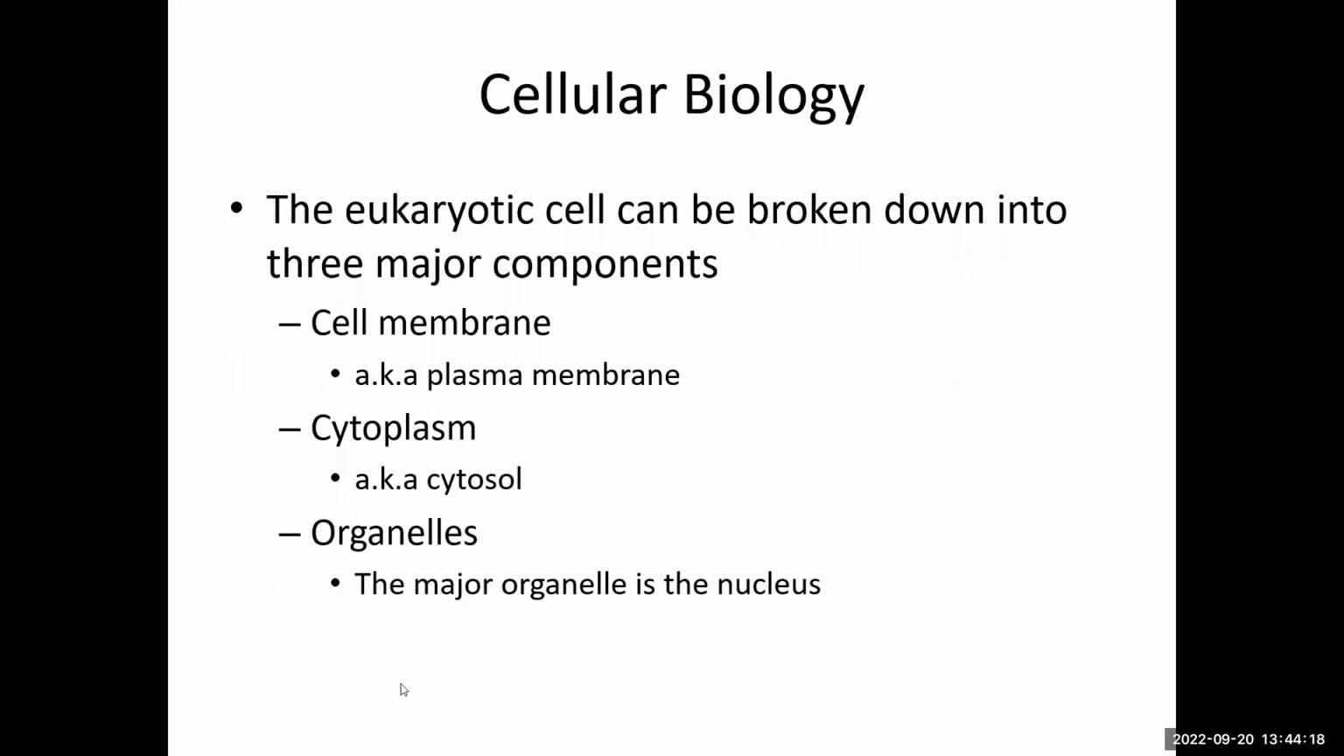We can divide our cells into eukaryotic cells and prokaryotic cells. Eukaryotic cells are any cell with a nucleus. Prokaryotic cells are cells without a nucleus, and these are all of our bacteria. You are a eukaryotic cell. Your cell has a nucleus, it has a cell membrane, it has cytoplasm and organelles that have a division of labor. So any eukaryotic cell is going to be broken down into these 3 components.